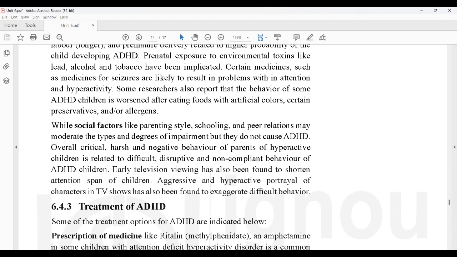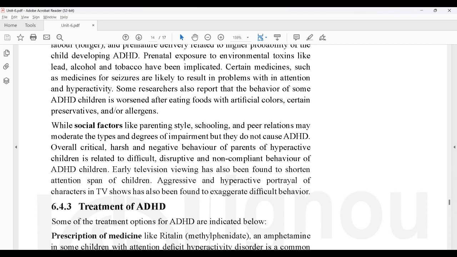Overall, critical, harsh and negative behavior of parents of hyperactive children is related to difficult, disruptive and non-compliant behavior of ADHD children. Early television viewing has also been found to shorten the attention span of children. Aggressive and hyperactive portrayal of characters in TV shows has also been found to exaggerate difficult behavior.